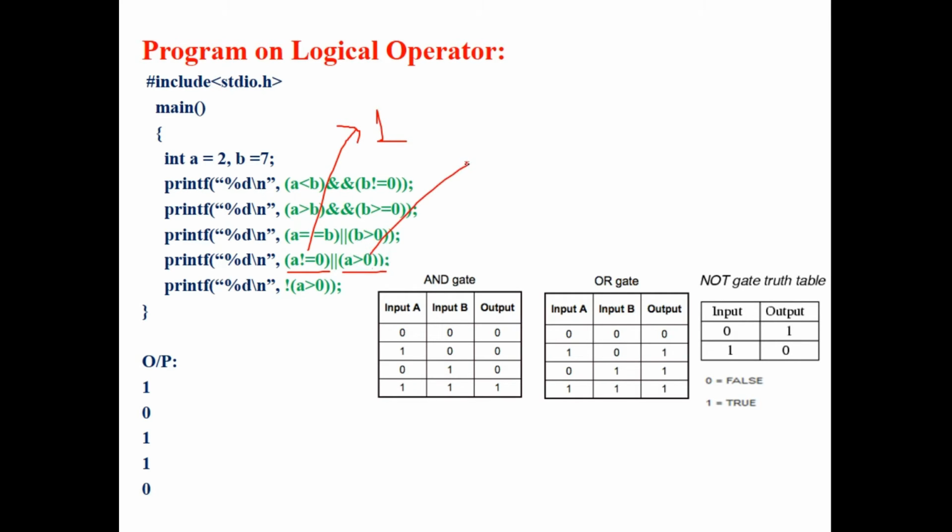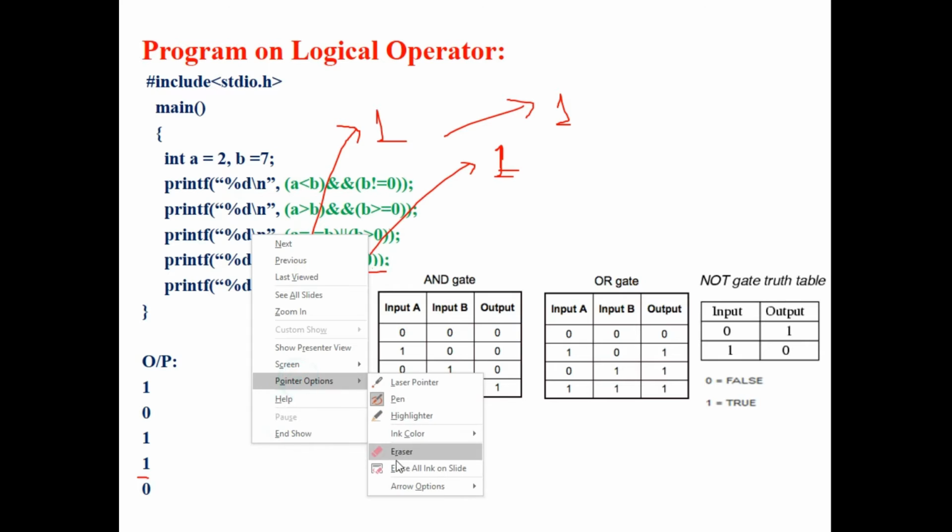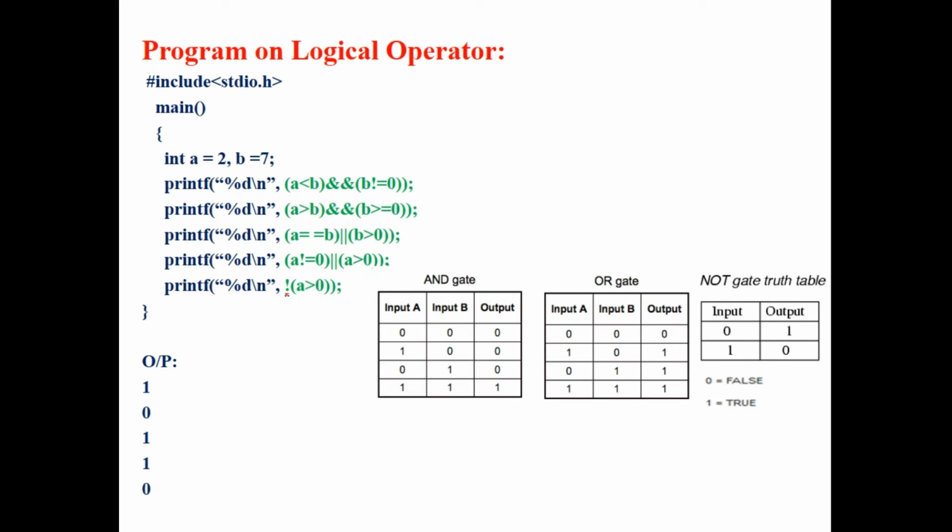A is greater than 0, true, so it will give output as 1, and both the inputs for logical OR are 1, so it will give output as 1. So you will get the output as 1. And the last operation is logical NOT of any expression or logical value.